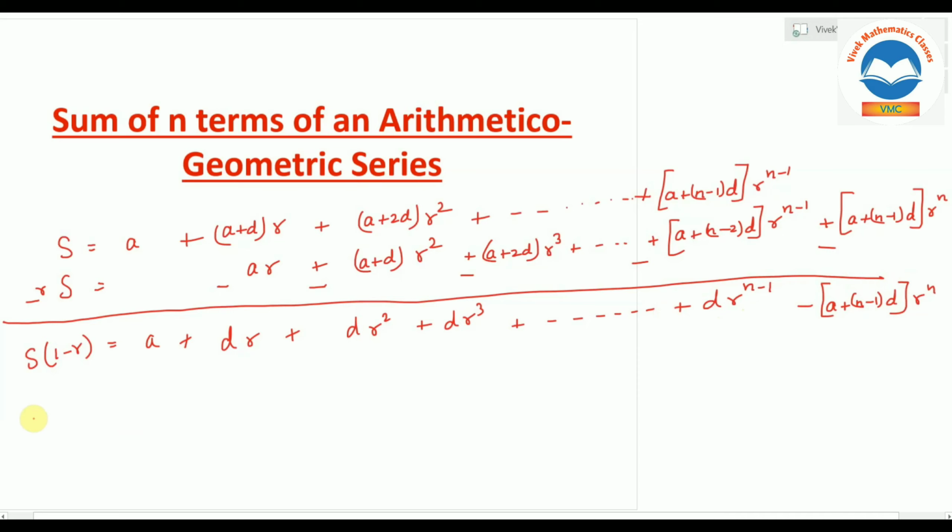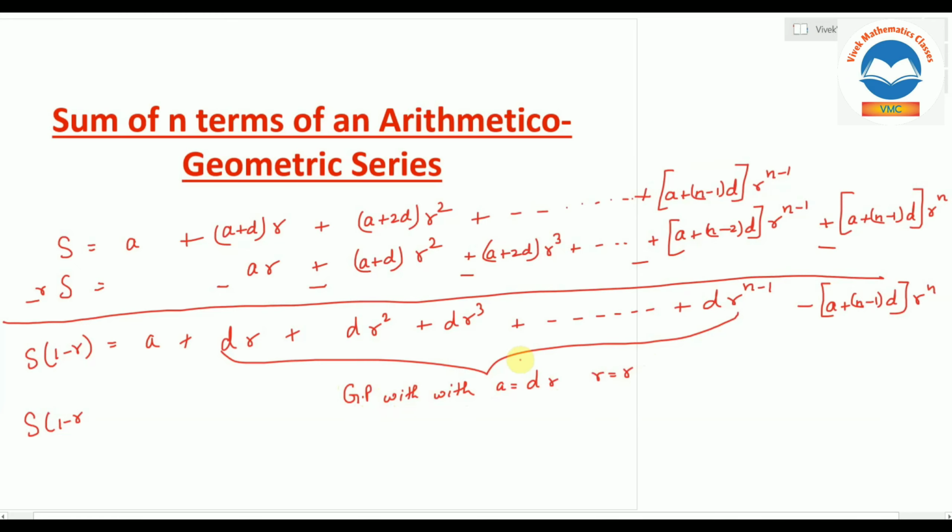Okay, so what will be our S into 1 minus r? If you see from here, these terms are in GP with first term a equal to dr and common ratio r equal to r only. So what can we write, and how many terms will be there in this GP? n minus 1 terms. How many terms are there? n minus 1 terms.